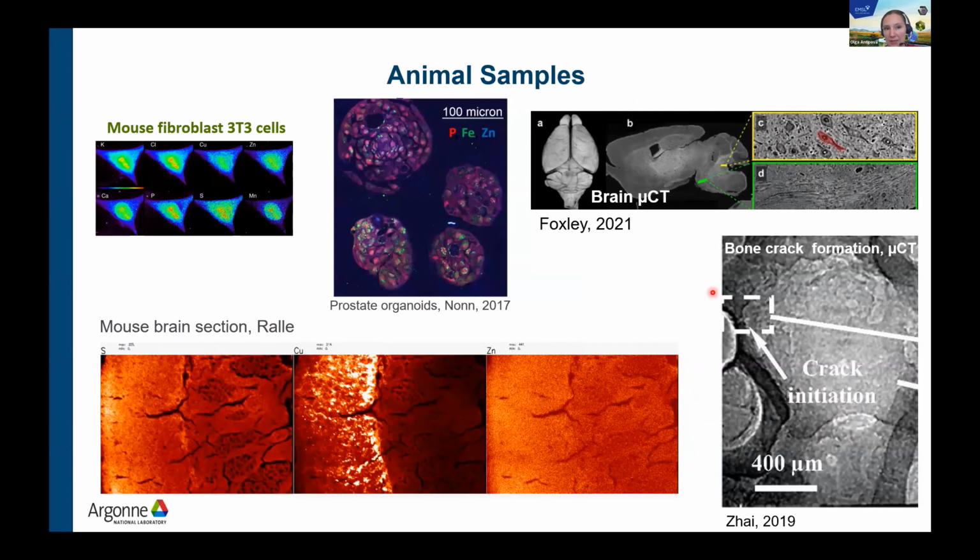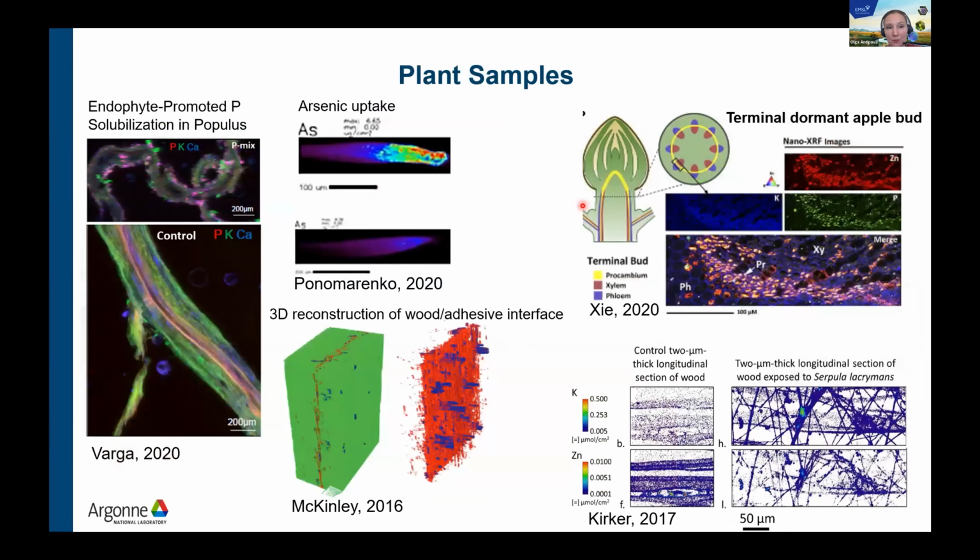So we also work with animal samples, again, starting from cells, organoids, tissues, and full organs sometimes, depending on the needs of our users. And in terms of plants, we look at the roots, we look at the stems and branches, and we analyze flower buds to figure out distribution of certain elements and how they affect plant fertility.